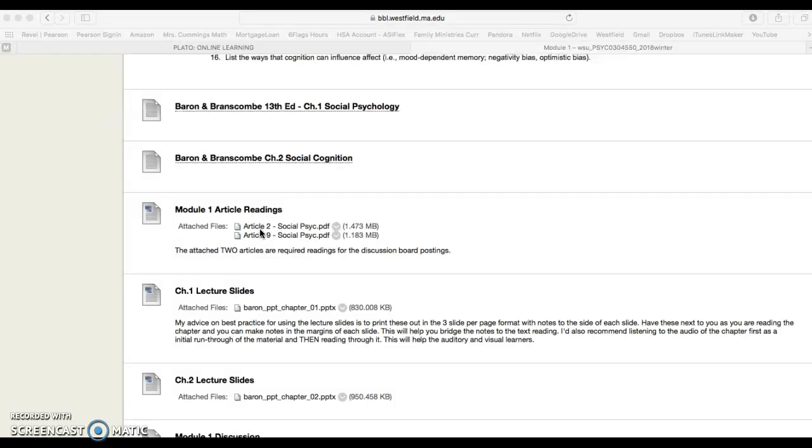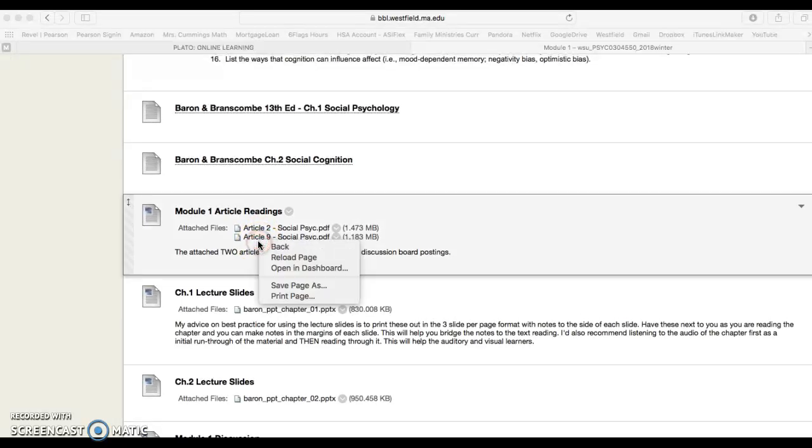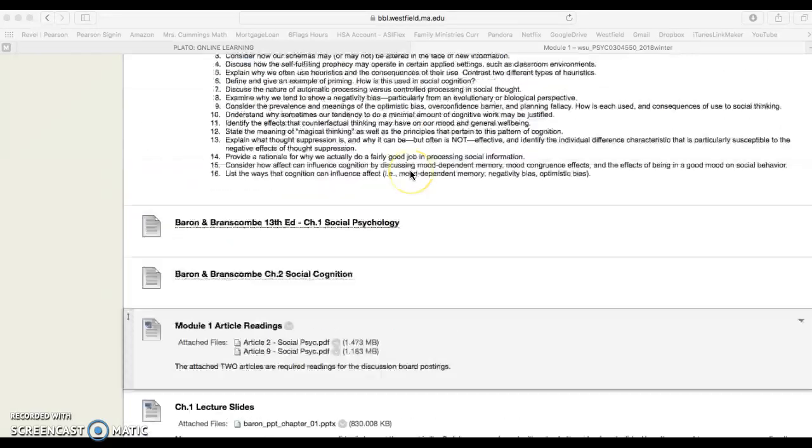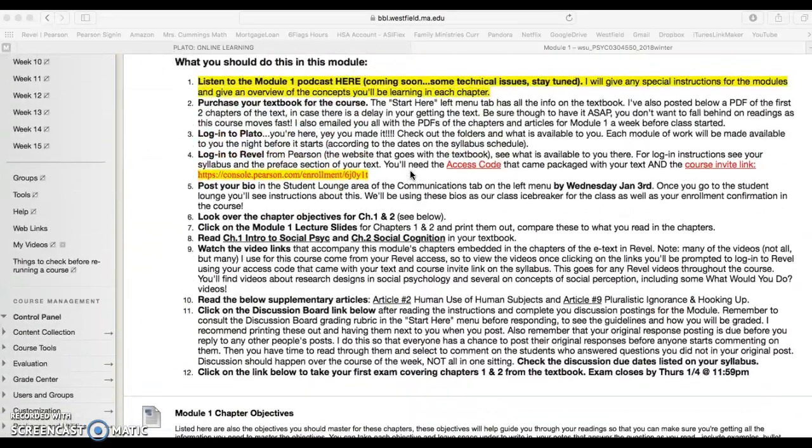So these are the readings that are not included in your textbook, the Branscombe and Barron textbook. These are extra articles that you're reading that are going to get integrated into the discussion for the week. So let's go back up here.